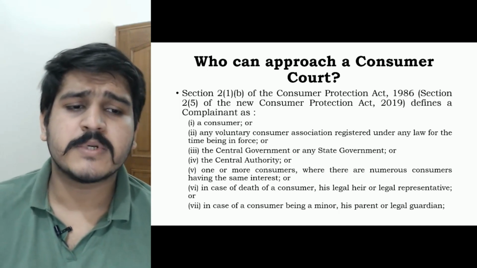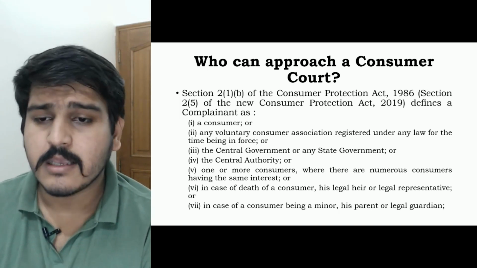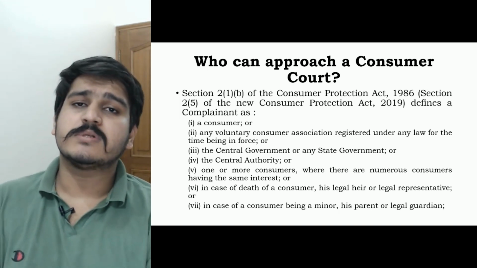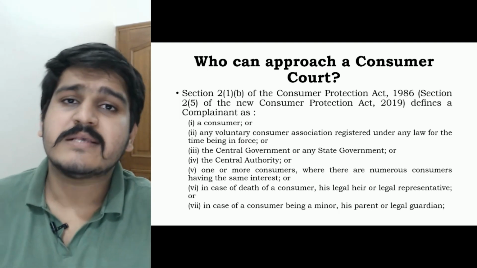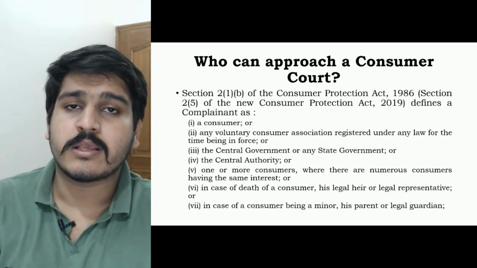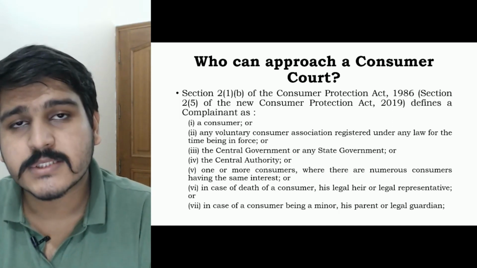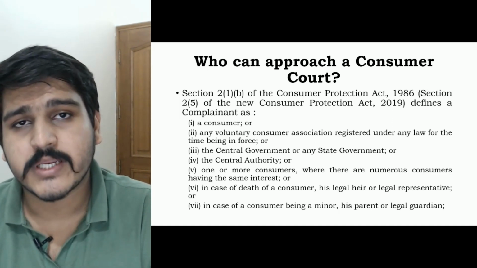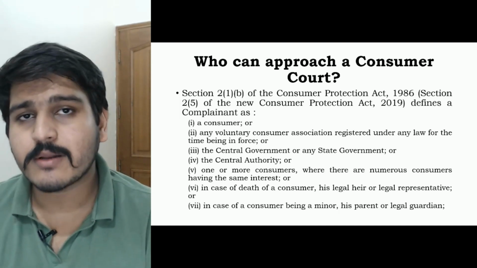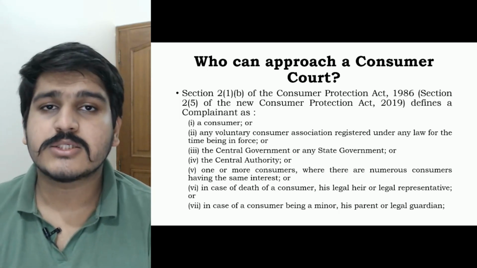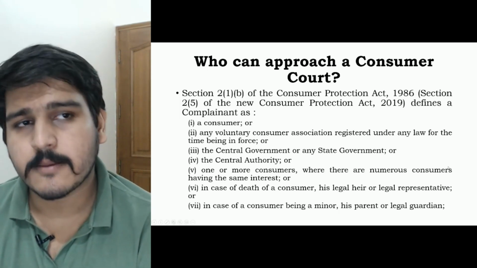Then thirdly, the central government or any state government. Fourthly, the central authority, which has further been defined under the Act. Fifthly, one or more consumers when there are numerous consumers having the same interest. Sixth, in case of the death of a consumer, his legal heir or legal guardian. And seventh, if a consumer is a minor. So for example, if a child less than the age of 18 years buys a mobile phone, he cannot directly approach the consumer court, but he can approach it through his legal guardian. So these are the 7 categories of people who can approach a consumer court.